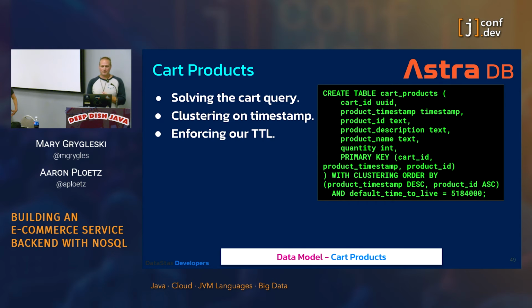So this is solving the cart query. It's clustering on timestamp. That way when I pull back from my cart ID partition, I'm actually going to get my products listed in descending order of how they were added. So the most recent products added will be at the top first. And of course, we're even going to have a TTL on this one as well, which is a default time to live. And if I'm remembering here, 5,184,000 seconds is 60 days, maybe?